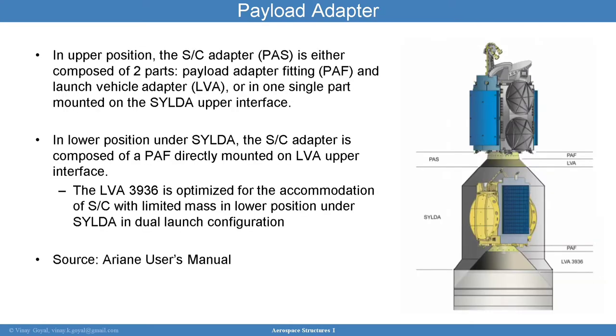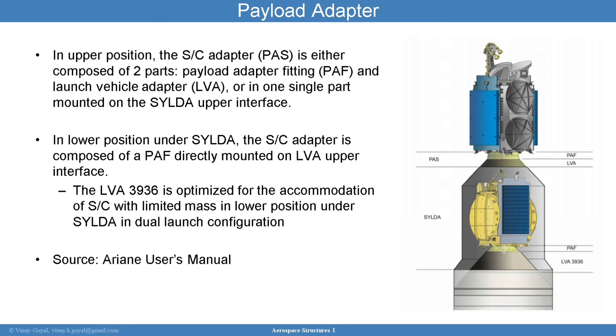Here we have the Orion's configuration payload adapter. In the upper position, the spacecraft adapter is composed of two parts: a payload attach fitting, we call it PAF, and you can see the PAF right there, and a launch vehicle adapter. Or in one single part mounted to the upper interface.